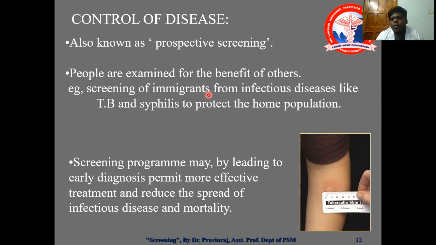How? If we screen one patient, and we find that patient is having COVID, we are going to isolate that patient. By isolating him, he is not going to spread the disease to his surroundings. That way, we can control the whole population. So this is one of the uses of the screening test. Here they have given other examples like TB and syphilis also.